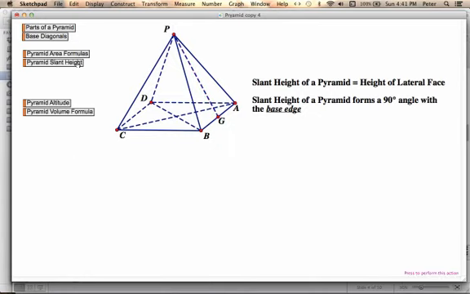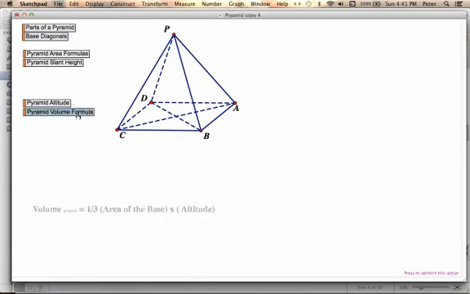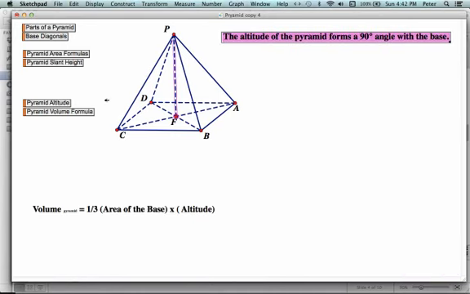Then let's take a look at another formula, and that being the volume. Now, the volume of a pyramid is 1/3 the area of the base times the altitude. Now, the altitude is not the slant height. The pyramid's altitude stretches through the middle of the pyramid, and it reaches from the vertex and forms a 90-degree angle with the base. For a regular polygon-based pyramid, that intersection will also be the intersection of the diagonals.